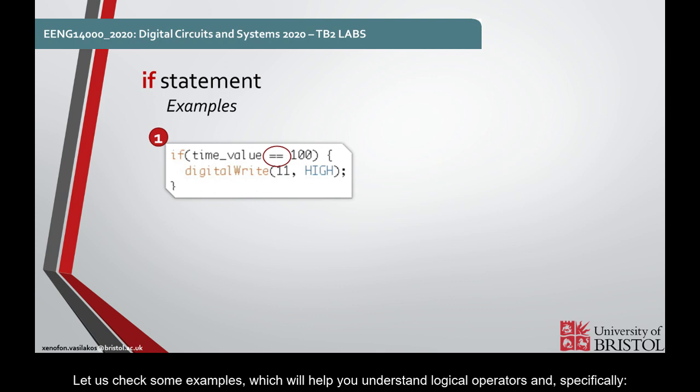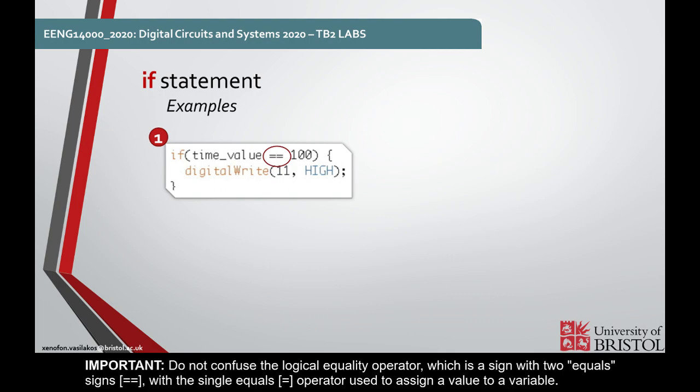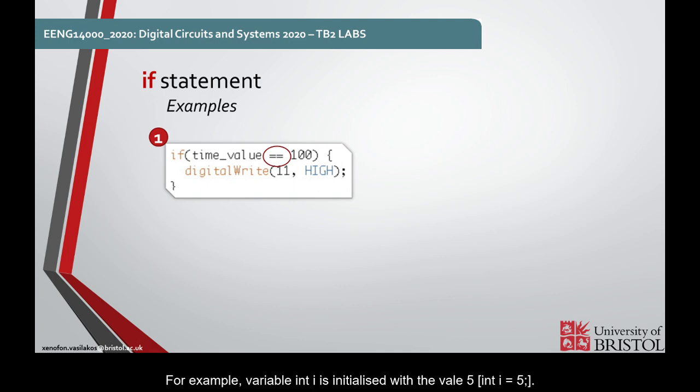Let us check some examples which will help you understand logical operators, and specifically, the first one is equals. Important: do not confuse the logical equality operator, which is a sign with two equal signs, with the single equals operator, which is used to assign a value to a variable. For example, int i is initialized with the value 5.